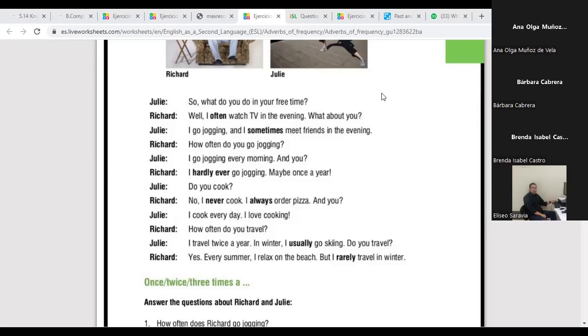Okay, guys, very cool. Now, guys, tell me, what is this conversation about? Who wants to get extra point? The ones that explain what this conversation is about. Habla de qué hacen en su tiempo libre y le dice que Richard ve... cooking. Y que si cocina, le dice que siempre pide pizza. Le pregunta cada cuánto viaja. Okay, nice. Cool. En la playa, todos.